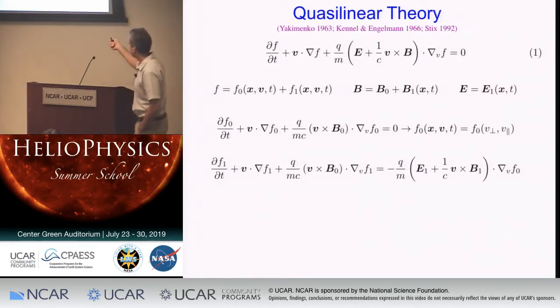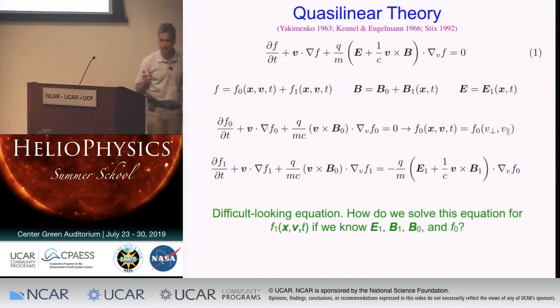So we have to now deal with this equation. If you haven't seen it before, it looks kind of complicated, right? We don't really yet know what E1 and B1 are. What we want to do is solve this equation for F1, treating E1, B1, B0, and F0 as known functions. So this is the equation we want to solve.